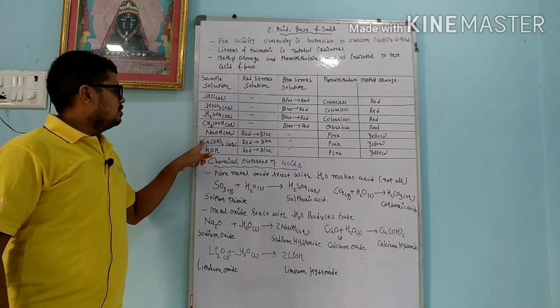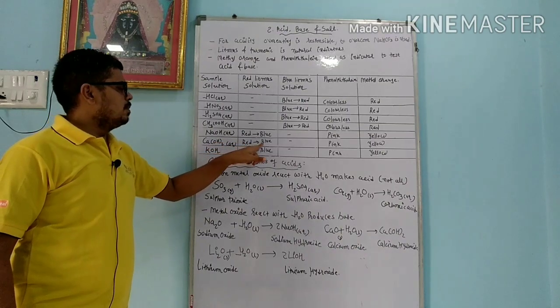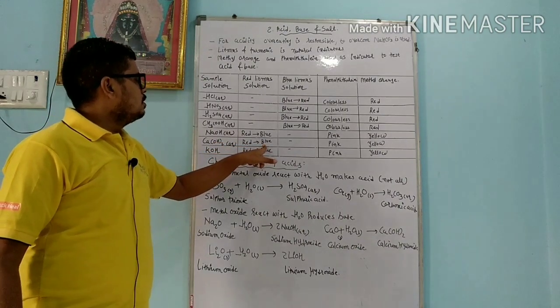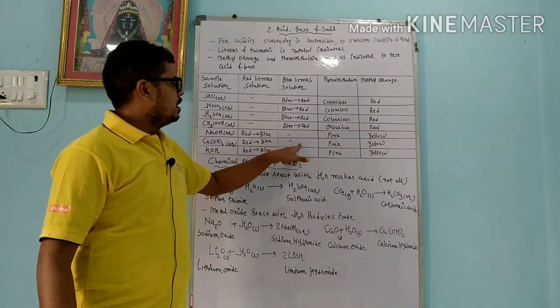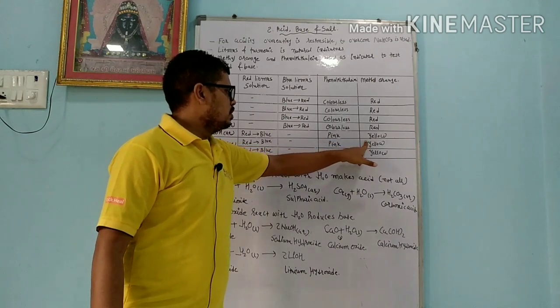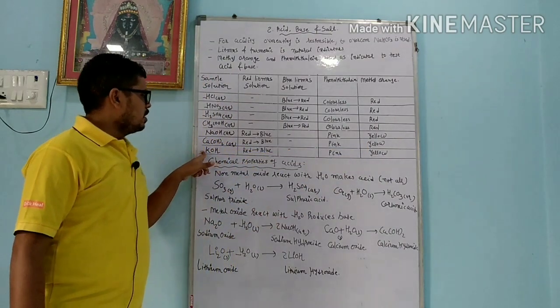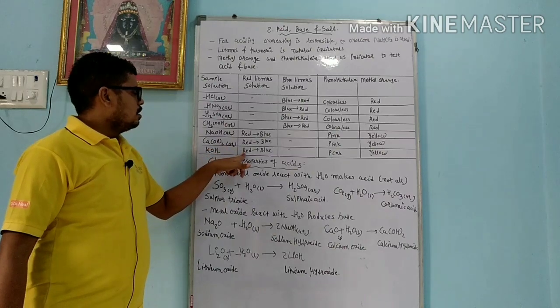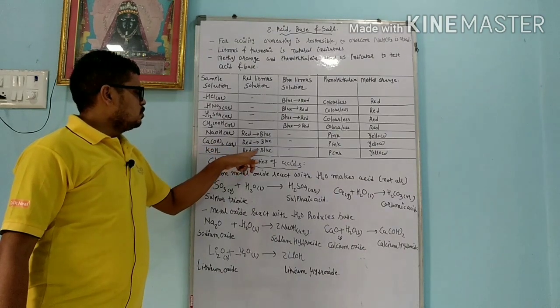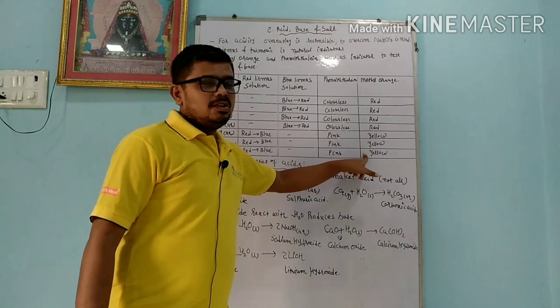Calcium hydroxide, slaked lime, changes red litmus paper blue, and does not change blue litmus paper red. In phenolphthalein it is pink. In methyl orange it is yellow. So it indicates that calcium hydroxide is basic in nature. Potassium hydroxide: red litmus paper turns blue, it is pink in phenolphthalein, and in methyl orange it is yellow.